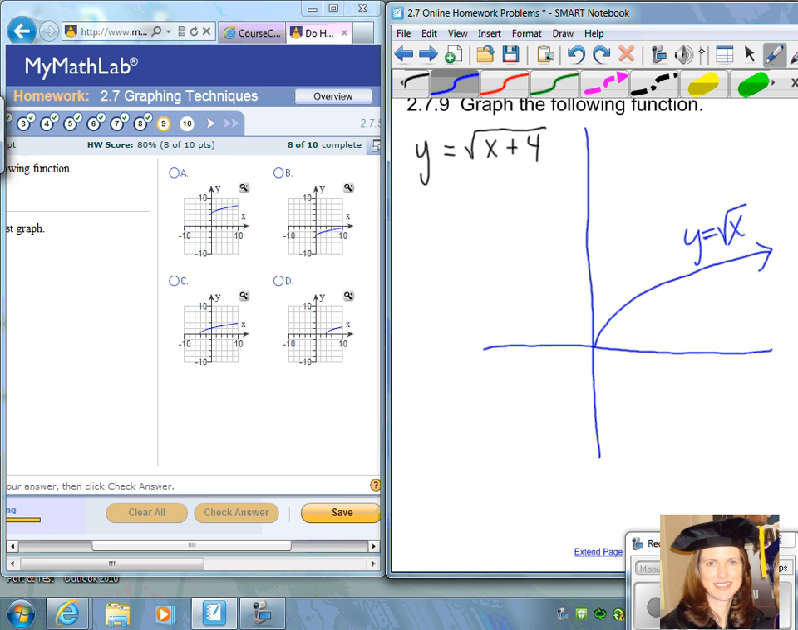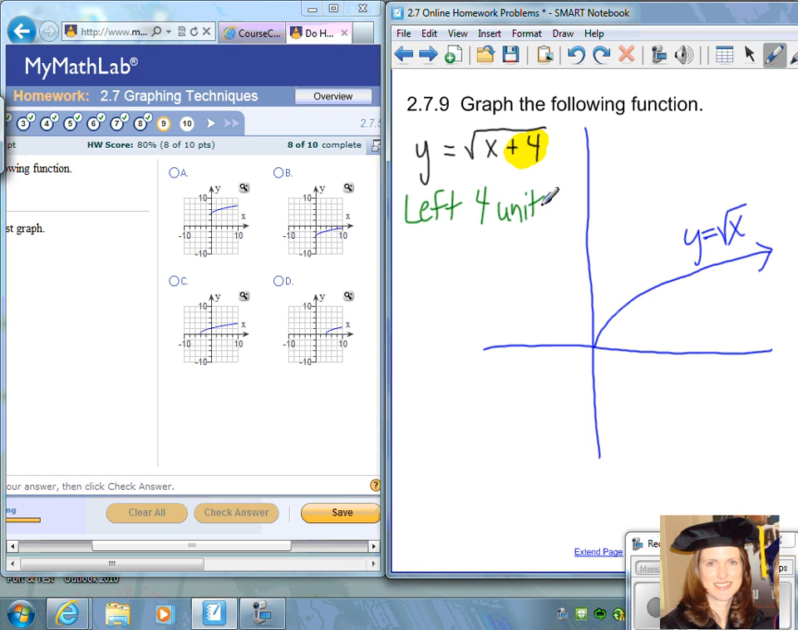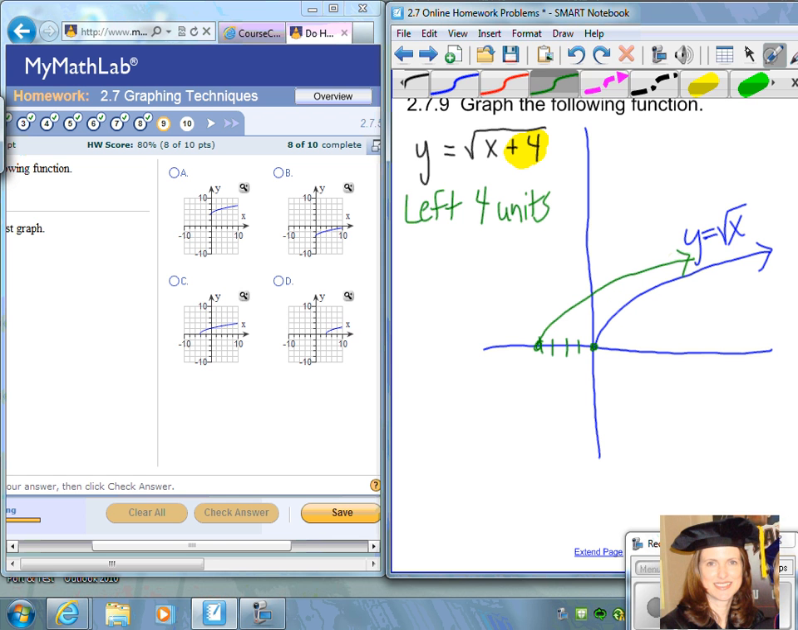Now what this plus 4 does to the graph is transform it by shifting the whole graph to the left 4 units. So this graph, where it starts here, is going to be shifted to the left 4 units, and it's going to be that square root of x plus 4 graph. The whole thing has been shifted over 4 units. And you can make a table of values.